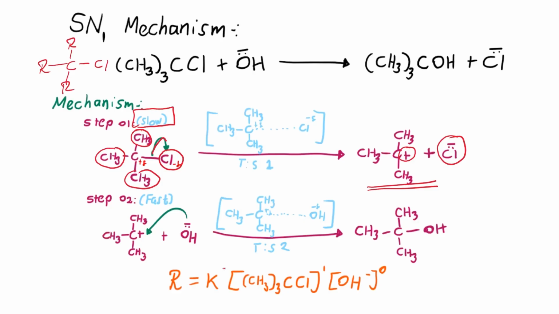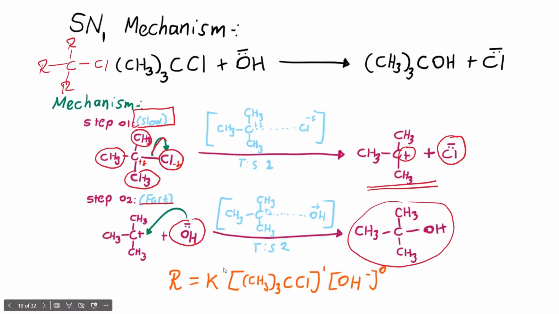Then what will happen? As soon as this carbocation is formed, it's attracting electrons because it's positively charged. Then OH minus ion, really fast, will come and join with this positive charge, forming a new covalent bond. So the second step is fast. This happens in 2 steps.